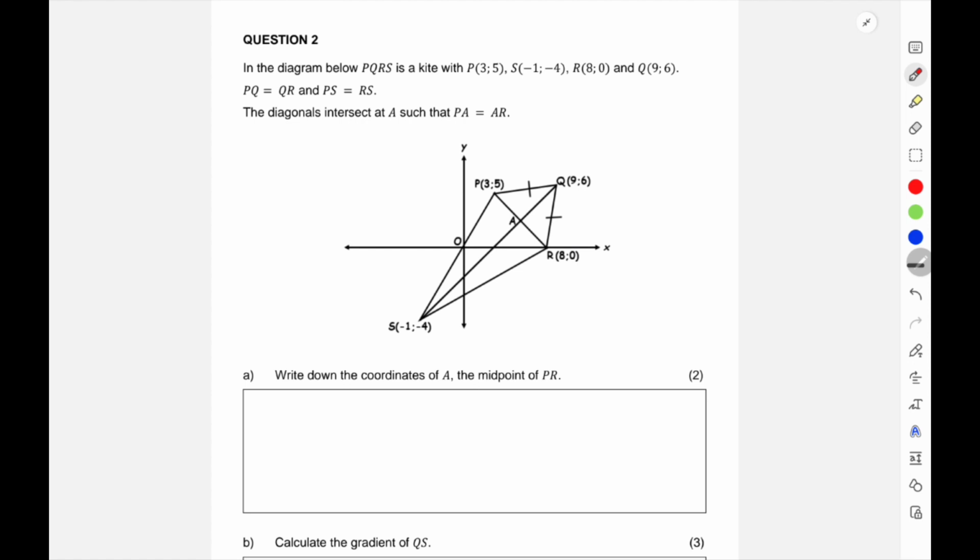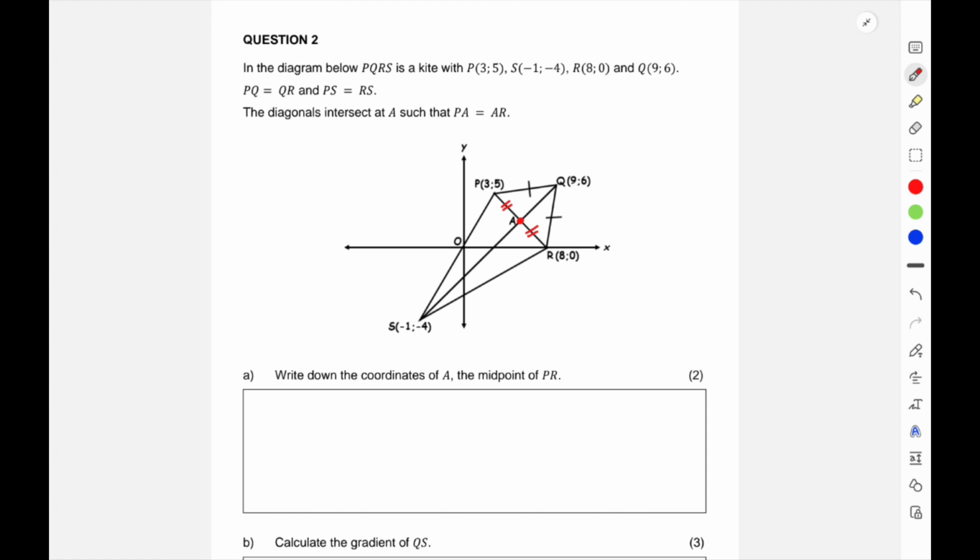Adjacent sides of a kite, 2 pairs of adjacent sides, are equal, and the diagonals intersect at A such that PA is equal to AR. All right, so just noting that this is also the same, which makes A the midpoint between P and R. We know also the angle at A is 90 degrees, but that's just an add-on. The diagonals bisect each other at 90 degrees.